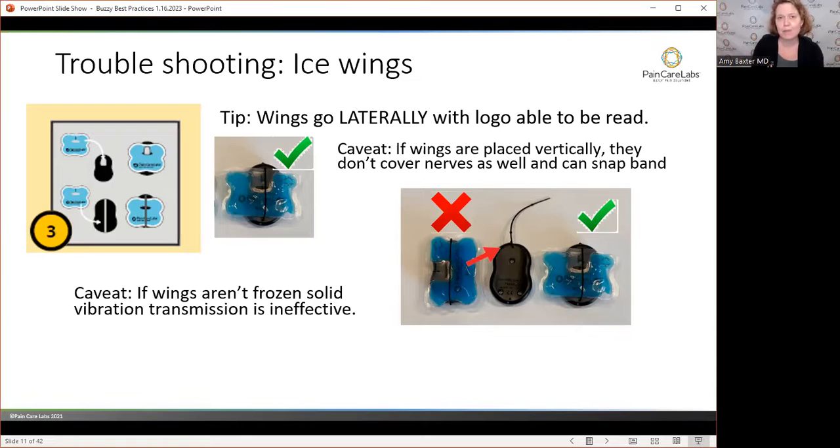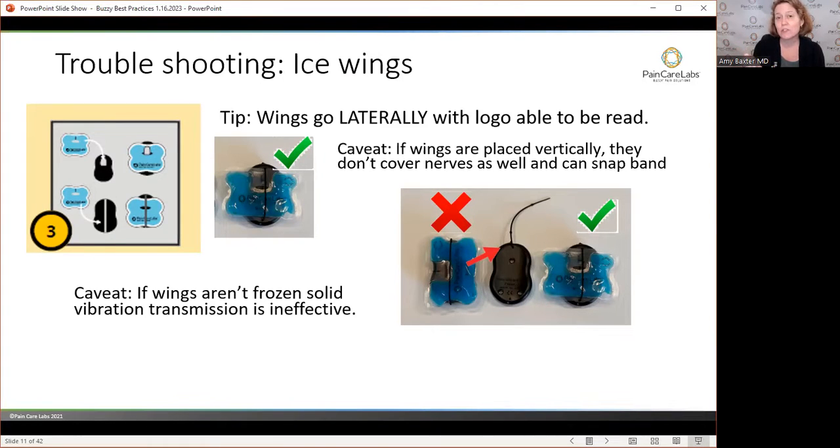The other thing is that people often ask, can we put these in the refrigerator? Can we use them as a gel? As you'll understand when we talk about the science, gels are not going to transmit the vibration adequately, and the intensity of the ice needs to actually be frozen for the best descending inhibitory control. So if the ice wings are just cold, I recommend letting a patient hold it in their hands, but don't put it on the Buzzy.